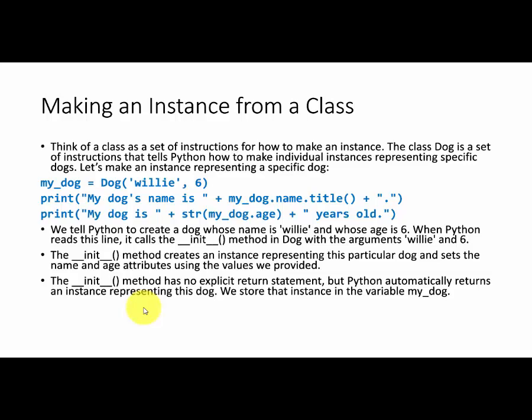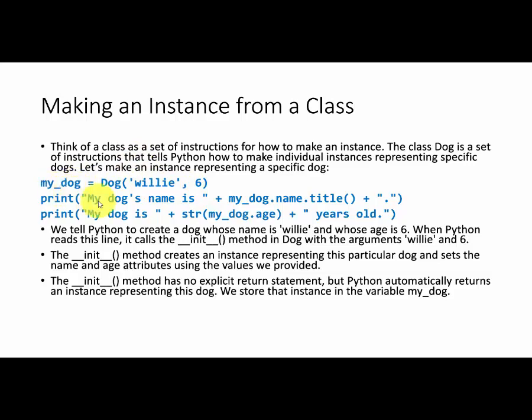I create a variable like my_dog equal to Dog, and I pass the first argument, the name of the dog, and then the age. This call goes to the init method. The init method associates the name Willy with the name attribute and 6 with the age attribute, and it returns the instance.